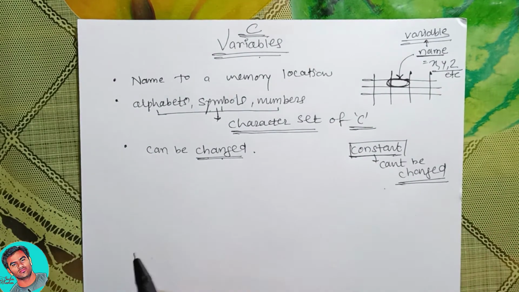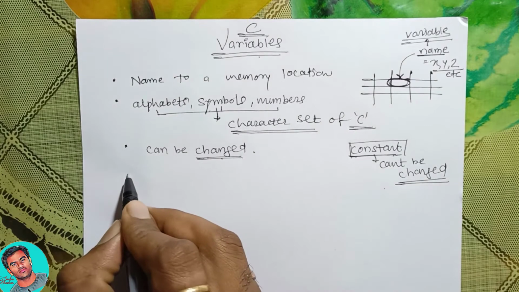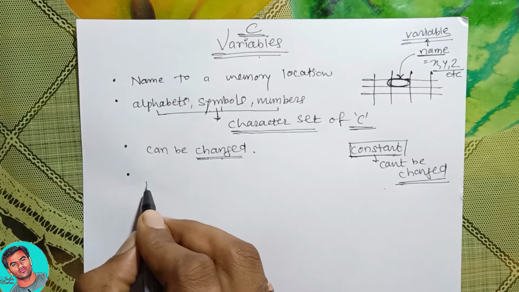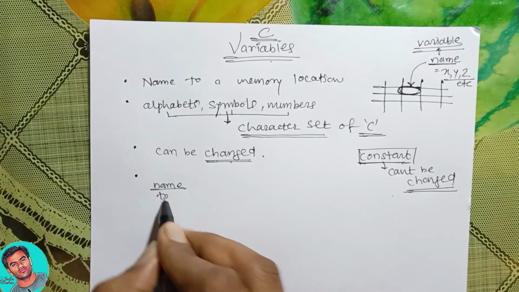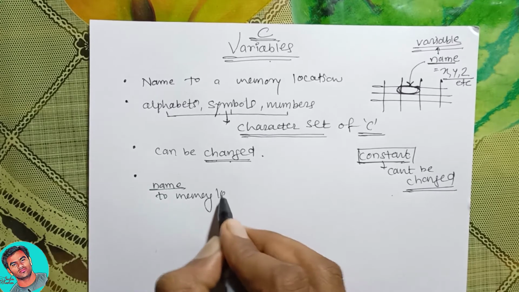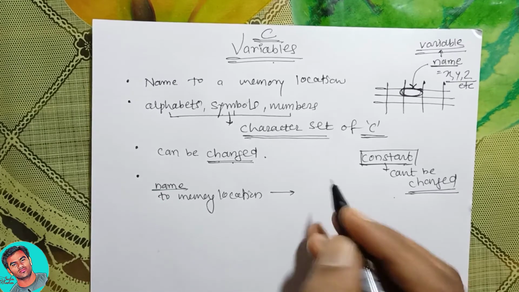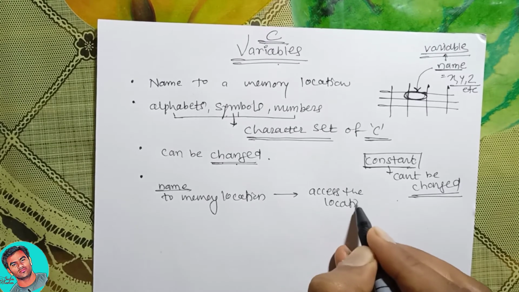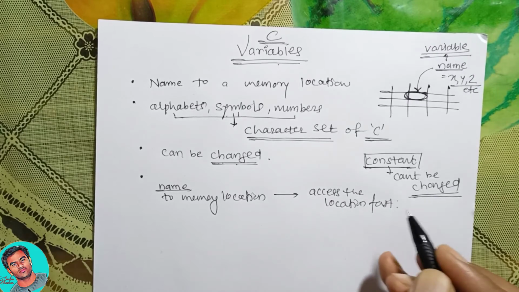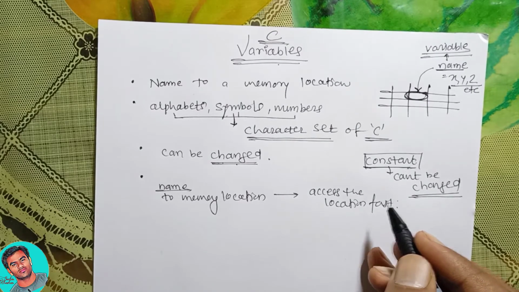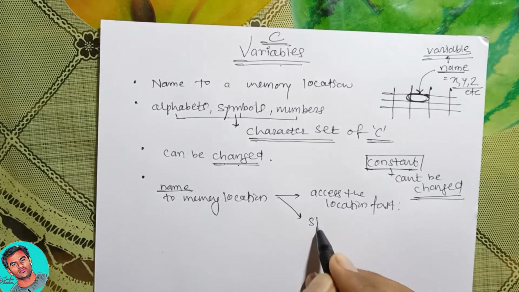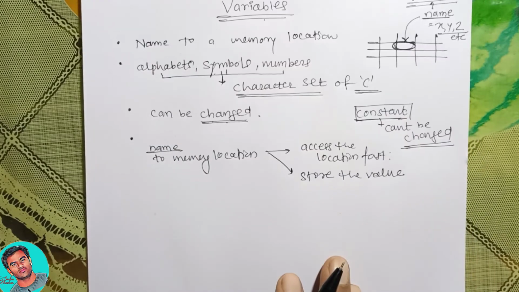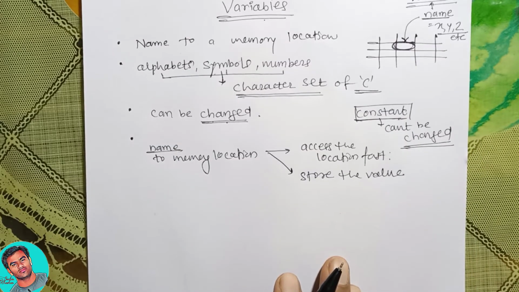Okay friends, now what happens when we give a name to a memory location? For what purpose are we giving a name to a memory location? So that we can access the location fast. Or we can store a value in that particular memory location. That's why we give names to variables.